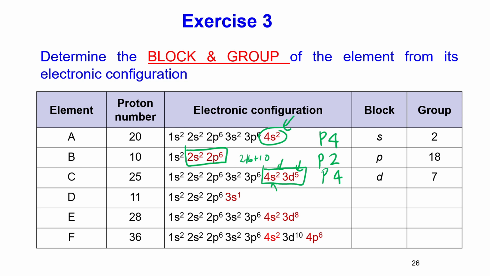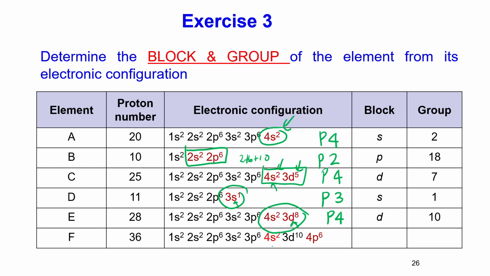For element D, the largest principal quantum number is 3, so period 3, and the block is block S. 3s1 refers to 1 valence electron, so group 1. The same goes for C. Like C earlier, period 4. Then the block ends in 3d, so block D. Group 10, 8 plus 2.